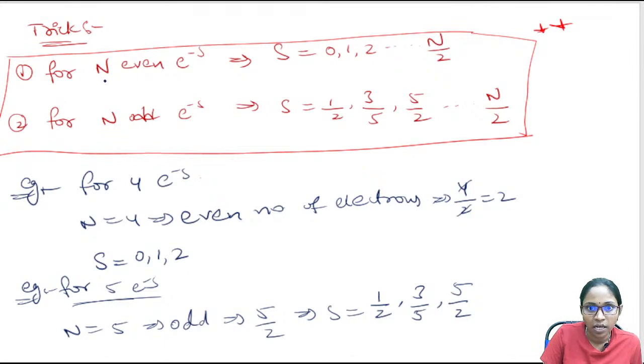So for n even electrons, if you have an even number of electrons, then the S values will be 0, 1, 2, and so on up to n by 2. And for n odd electrons, if you have odd electrons, then the S value will be 1 by 2, 3 by 2, 5 by 2, and so on up to n by 2. You have to remember this, as this is a very important trick.